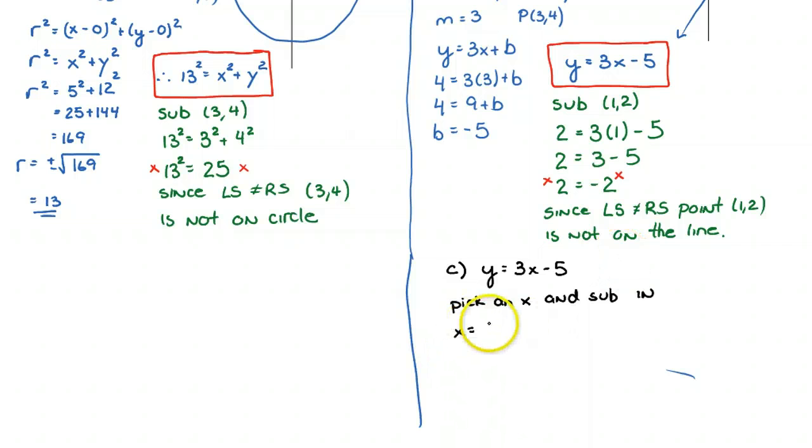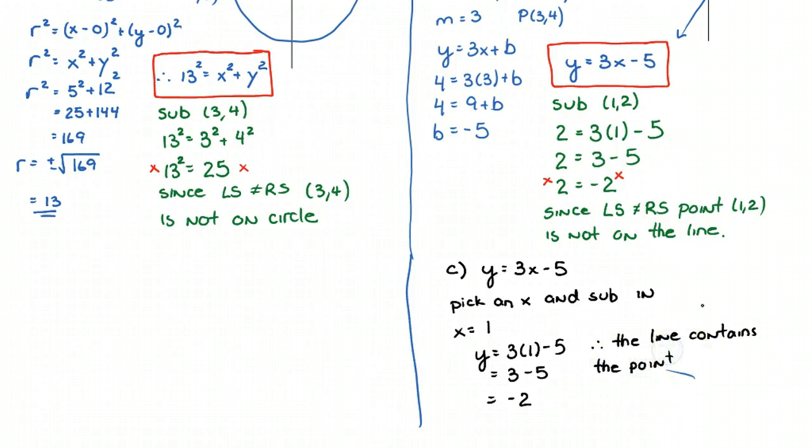So let's say x is equal to 1. So y is equal to 3 times 1 minus 5, which is equal to 3 minus 5, which is equal to minus 2. So therefore, the line contains the point 1, minus 2. So all I have to do if I want to find a point on this line is just sub in a value of x. And what's nice here is that any value will do. Because for a line, there's no value of x that I can give you that you can't solve for y if you sub it in.